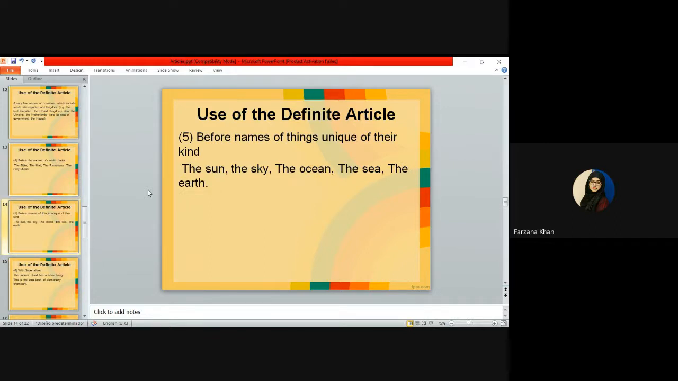Another rule is that the definite article is also placed before the names of things which are unique of their kind. For instance, the sun. Whenever you write sun in any text, whenever you speak sun, it cannot be simply sun. It cannot be a sun. You will always write the sun. This is a rule in the English language. Similarly, you will always use the sky, the ocean, the sea, and the earth, right?